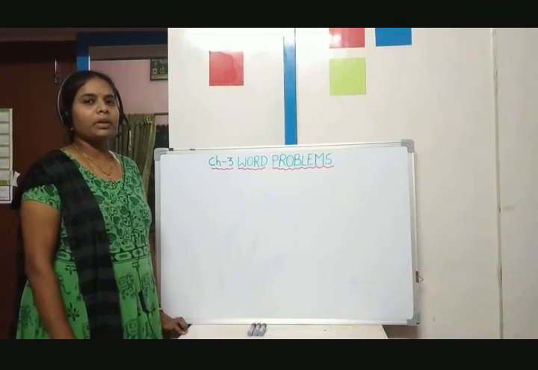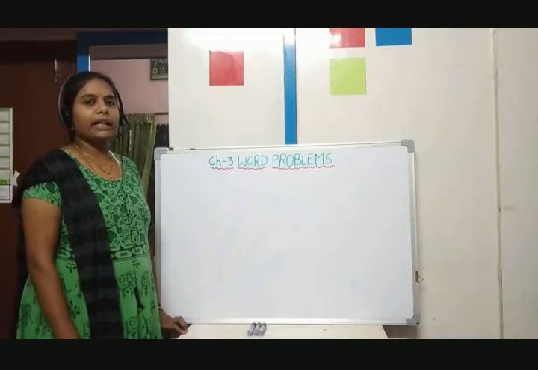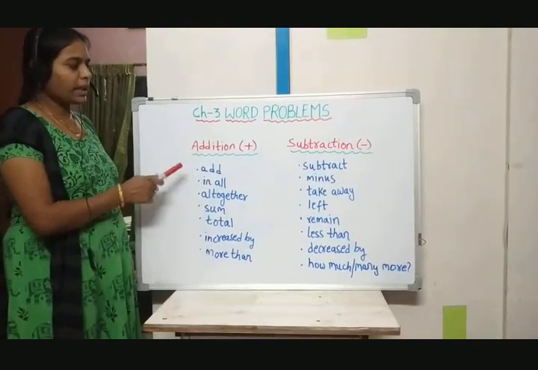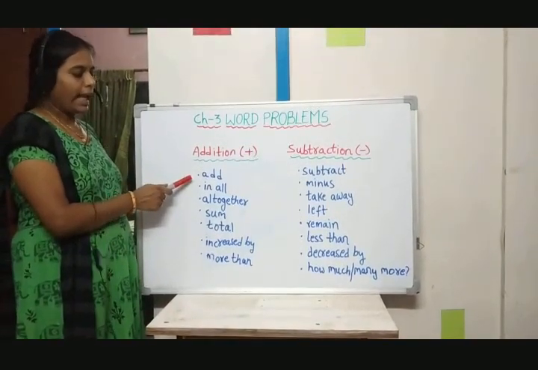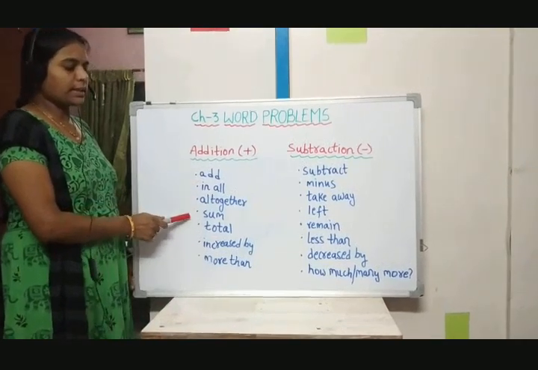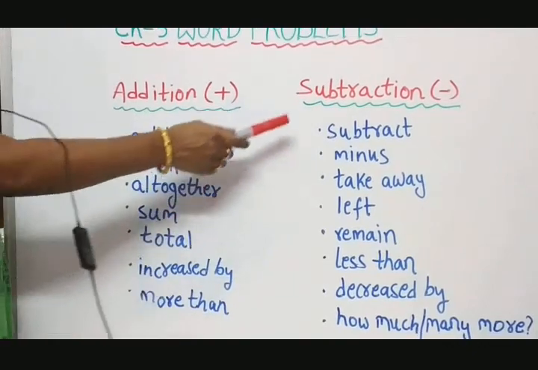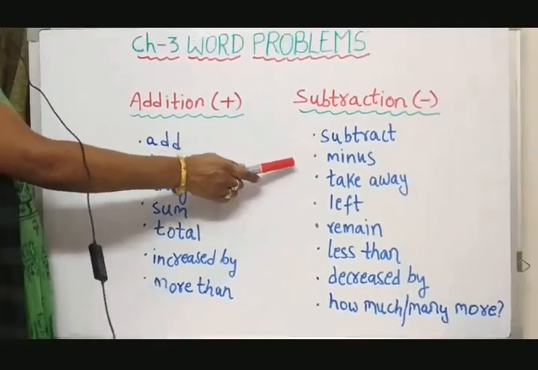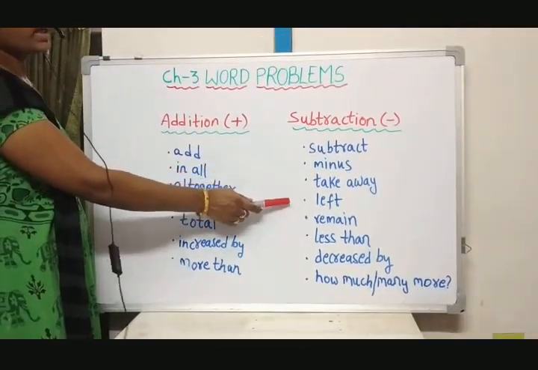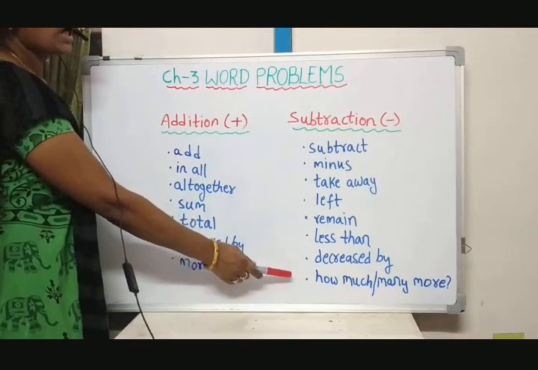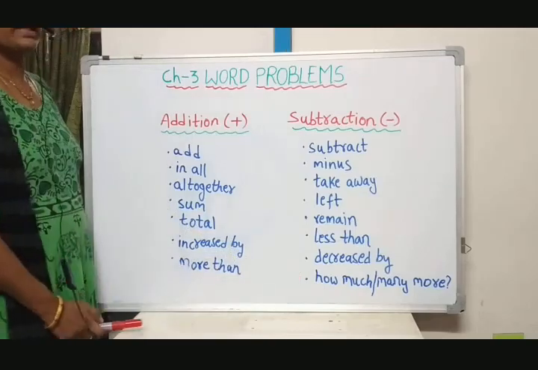Let us recap the keywords for addition and subtraction. These are the keywords for addition: add, in all, together, sum, total, increase by, more than. Keywords for subtraction are: subtract, minus, take away, left, remain, less than, decrease by, how much more or how many more.